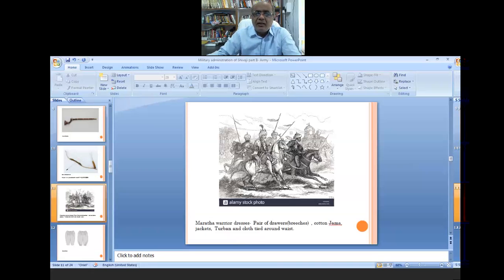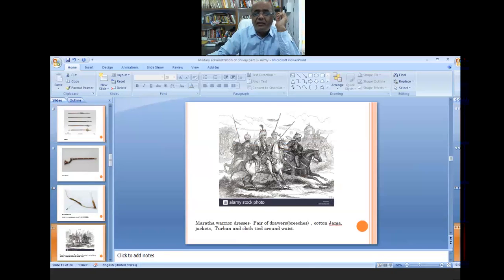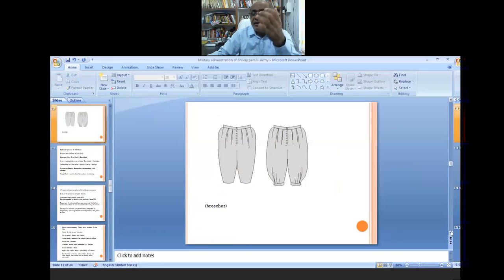And during the latter period, during the Peshwa's period, the Maratha horseman was known to be very swift, as well as very good in wielding the spear, because they used to use the long spear, and they could attack the enemy from a distance while remaining at a comparatively safer distance.